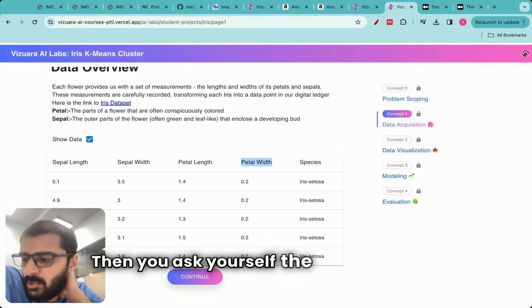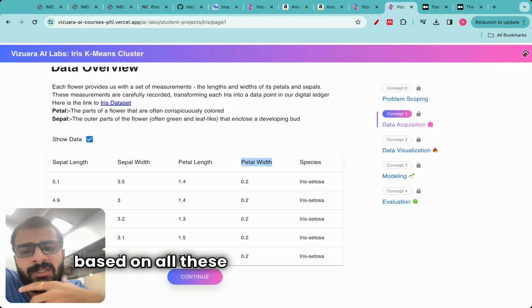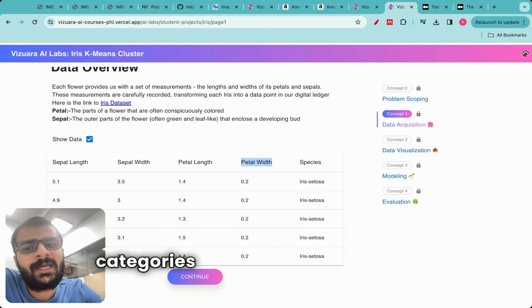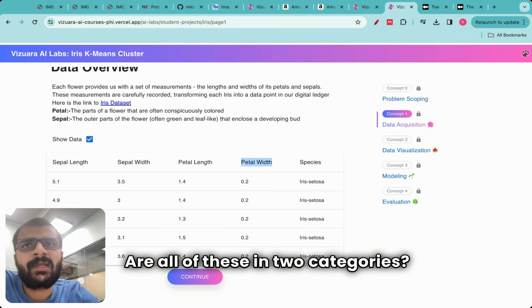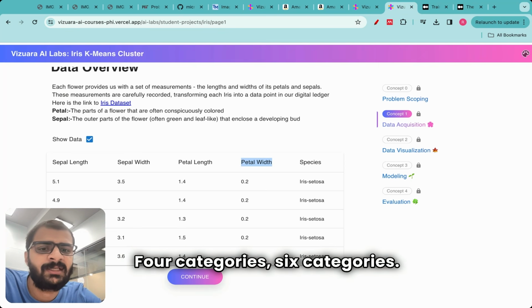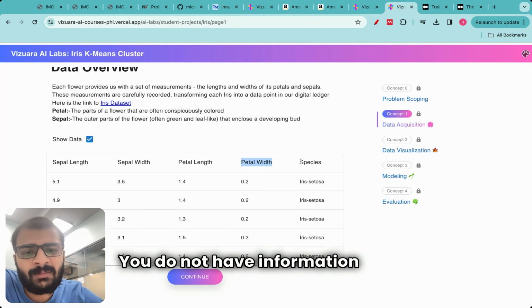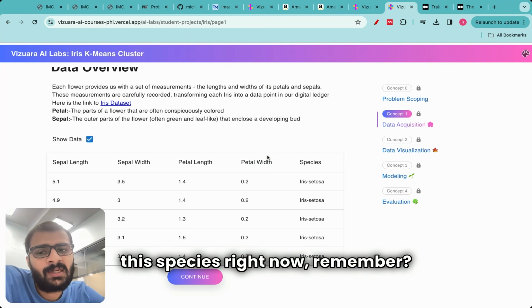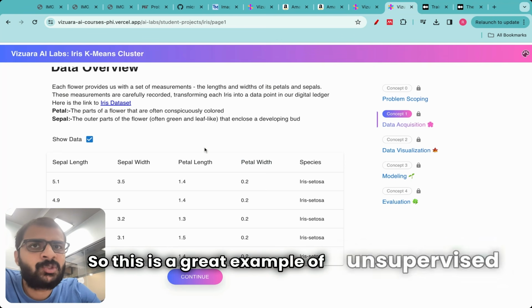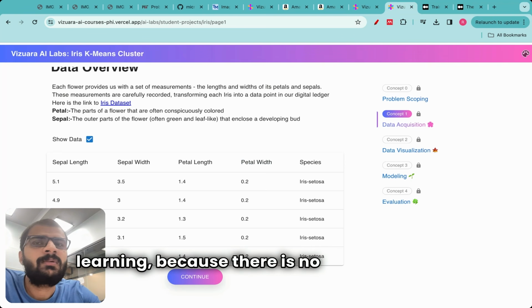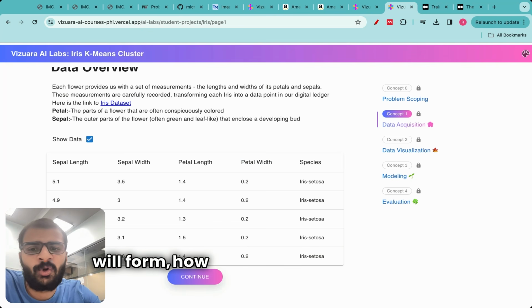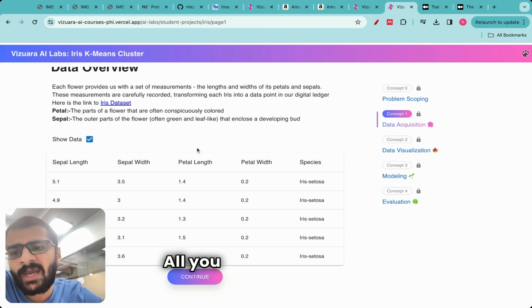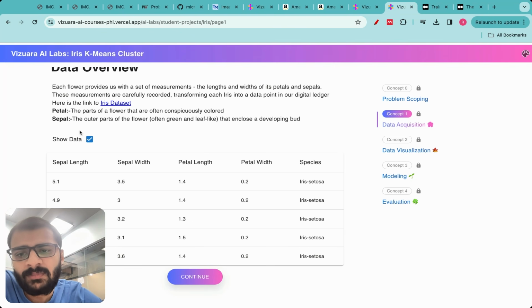Then you ask yourself the question, okay, based on all these measurements, how many categories do these flowers fall into? Are all of these in two categories, four categories, six categories? You do not have information about this species right now, remember. So this is a great example of unsupervised learning because there is no correct answer. There is no answer on how many clusters will form, how many categories will form. All you have is this data.